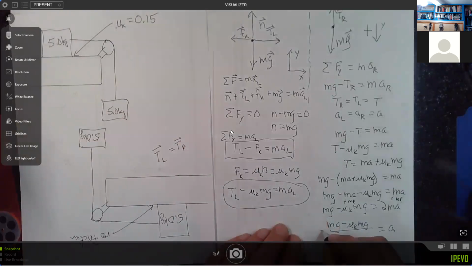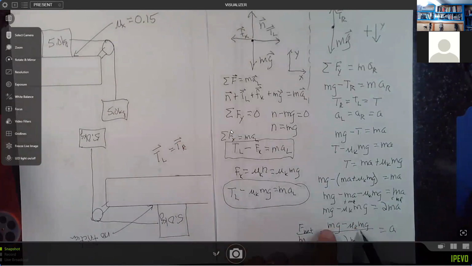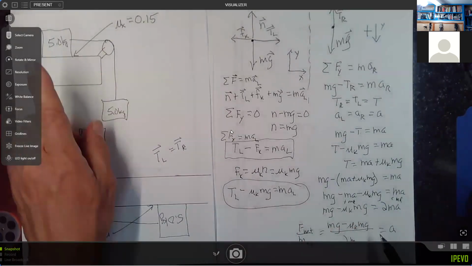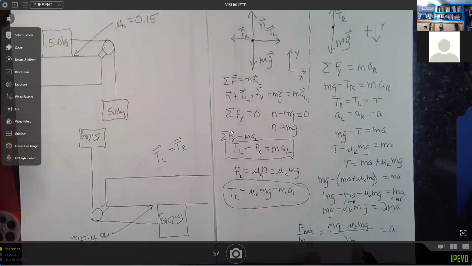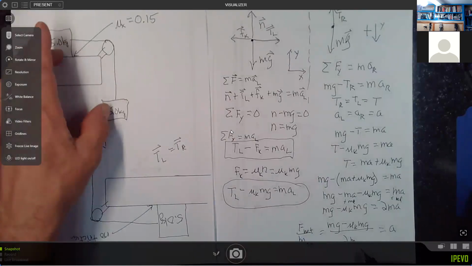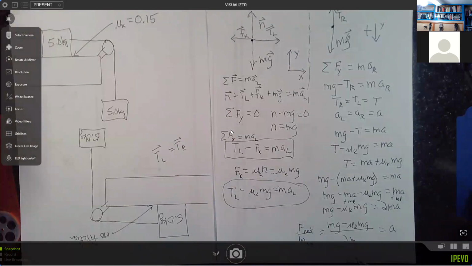This is like F net over M total. Okay, the numerator here is the net force. It's the hanging weight minus that frictional force that it has to overcome. The bottom is the total mass that's being accelerated. Both of these masses get accelerated in this case, so I have to consider both of those. And so, not quite so simple.